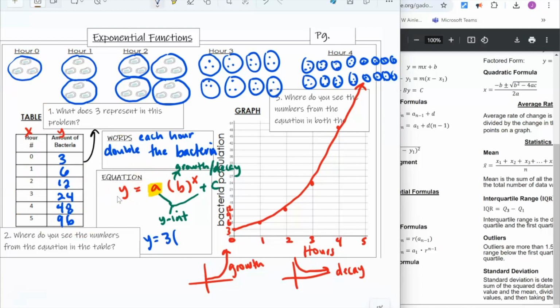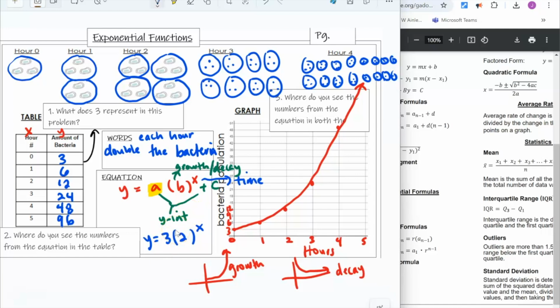Then I'm going to put parentheses, and the question is, how am I growing or decaying? How am I increasing or decreasing? So what happens from one step to the other? I am doubling. How do I say double in math? I say times 2. So I'm doubling is going to be times 2. And then x, and I forgot to label what x is. X is time. So this is how you write the equation.